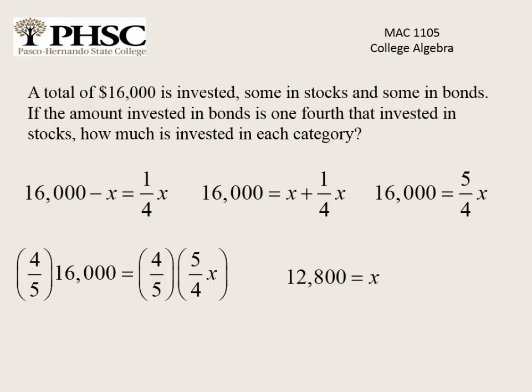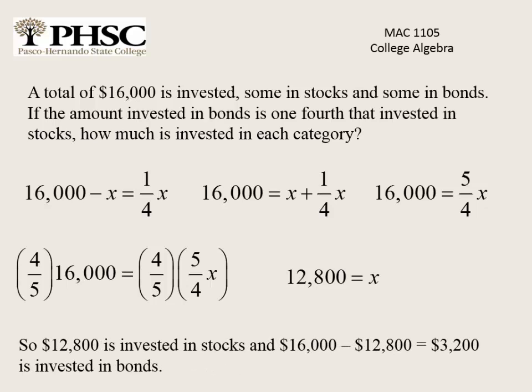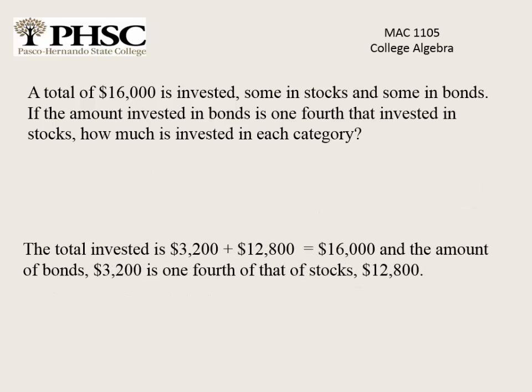A way that we can do that is simply doing 16,000 times 4 and then dividing that by 5. Or simplifying, dividing 16,000 by 5 and then multiplying times 4. Either way, we'll end up with the 12,800. So X is equivalent to $12,800. So 12,800 is invested in stocks. 16,000 minus the 12,800, which is $3,200, is invested in bonds. So the total invested again is 16,000. 3,200 is 1/4 of 12,800.